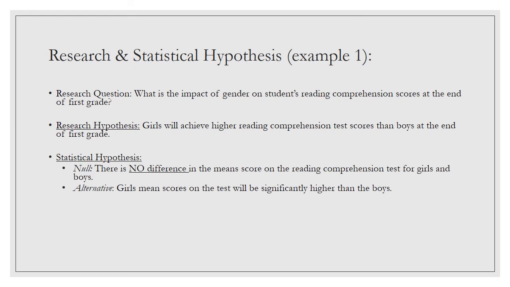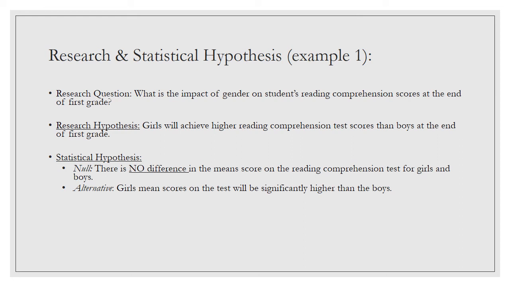In doing so, we're going to build a statistical hypothesis. The null hypothesis is there is no difference in the mean scores on reading comprehension tests for girls and boys. Alternatively, girl mean scores on the test will be significantly higher than boys. Technically, in the null hypothesis of no difference, if the boys score higher, that's still incorporated in the null here.